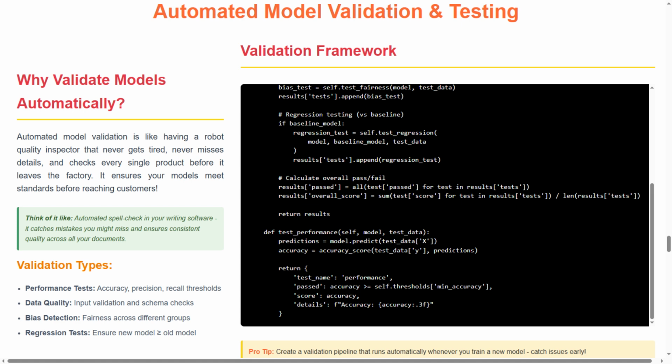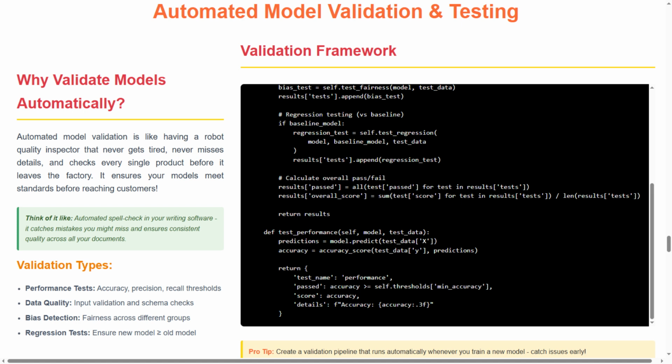Let's master automated model validation and testing. Why validate models automatically? Automated model validation is like having a robot quality inspector that never gets tired, never misses details, and checks every single product before it leaves the factory. It ensures your models meet standards before reaching customers. Let's explore our analogy. Think of it like automated spell check in your writing software. It catches mistakes you might miss, and ensures consistent quality across all your documents.